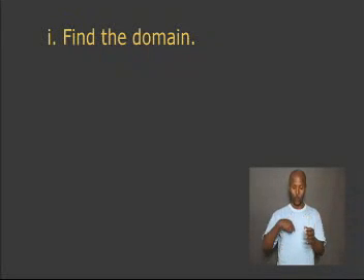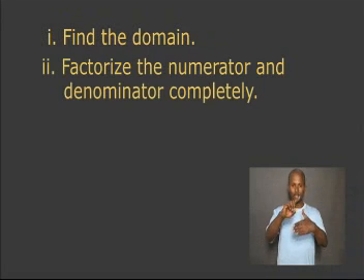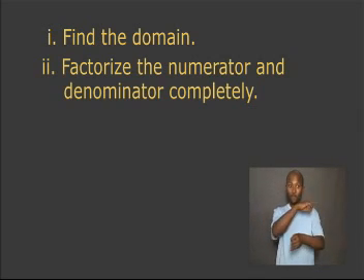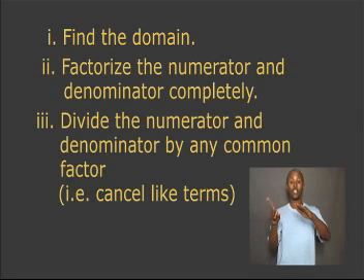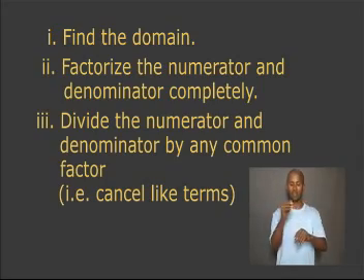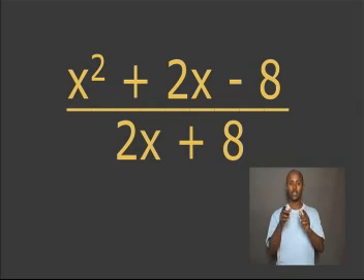If the numerator and denominator do not have any common factor other than 1, we say that the rational expression is reduced to lowest terms, or in simplest form. To simplify a rational expression, we must first find the domain. Then we factorize the numerator and denominator completely. Finally, we divide the numerator and denominator by any common factor, canceling like terms. Try this for yourselves, students. Try reducing this rational expression to its simplest form. You may get started right away.